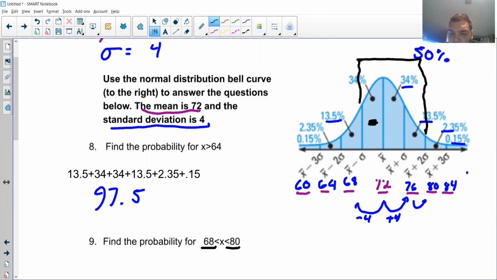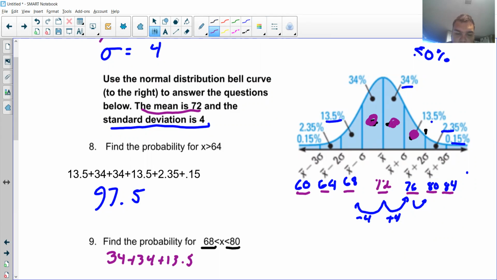So I'm going to take this piece of data, this piece of data, and this piece of data. I'm going to add the pieces that are in between 68 and 80, which are, I'll use a different color, I guess, this here and this here. So that's 34 plus 34 plus 13.5. And that should end up with 81.5.